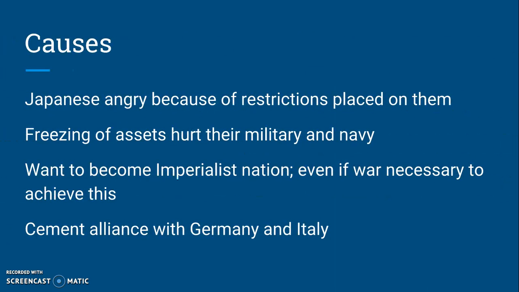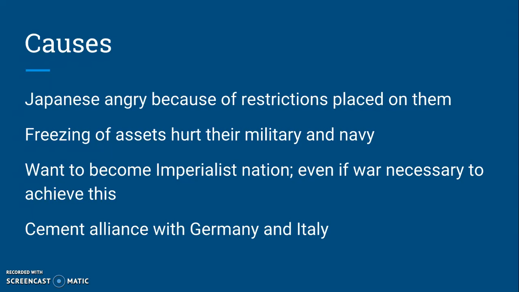Japanese were angry because the U.S. placed restrictions on them, the U.S. freezing of assets, with oil again being the most important, and the trade embargo began to hurt Japan. Their army and navy would eventually cripple under the effects of the loss of access to oil. Japan, even after the U.S. clamped down, was determined to become an imperialist nation and expand their rule into other countries, and they were determined to do this even if it meant going to war.